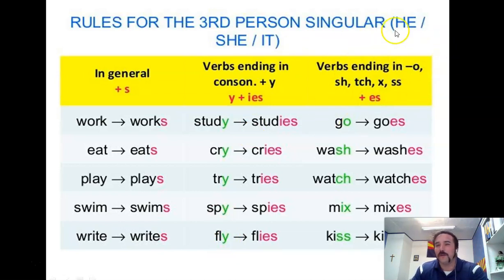Now, if there are verbs that end in O, SH, TCH or CH, X, and SS, then you add an ES to the verbs. So here is go, and then you say she goes to the store. The dog washes. He watches the movie, so on and so forth. Okay? That's just how it works. So you've got to check these endings here.